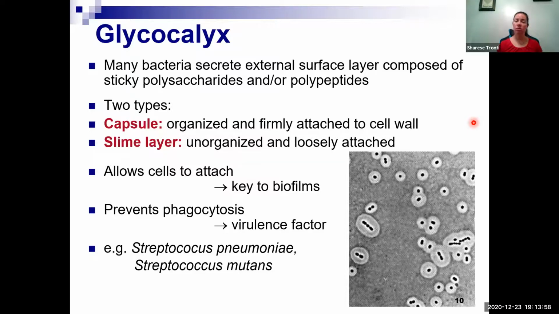The glycocalyx also helps these bacterial cells to evade the immune system. By doing this, they can prevent phagocytosis of themselves, which is the engulfing of the bacteria by immune cells. So if they evade the immune system, they're not going to be phagocytosed. This is what we call a virulence factor. It makes them more potent. A couple of examples of species that have these: Streptococcus pneumoniae and Streptococcus mutans.